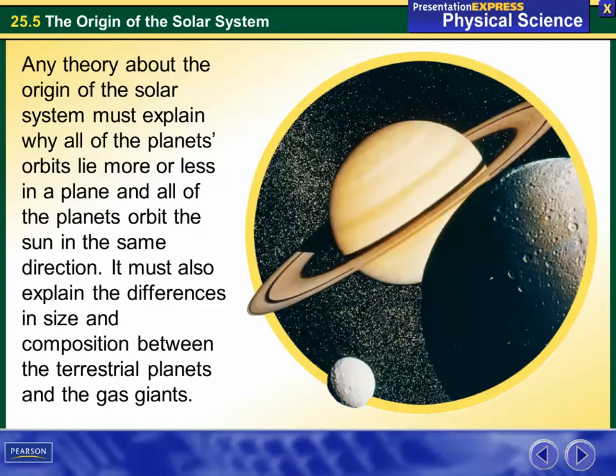So any theory about the origin of the solar system must explain why all of the planets' orbits lie more or less in a plane and all of the planets orbit the sun in the same direction. It must also explain differences in size and composition between the terrestrial planets and the gas giants. So a lot must encompass any theory about where our solar system came from.